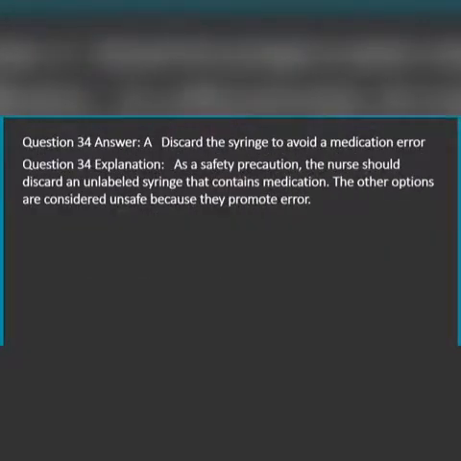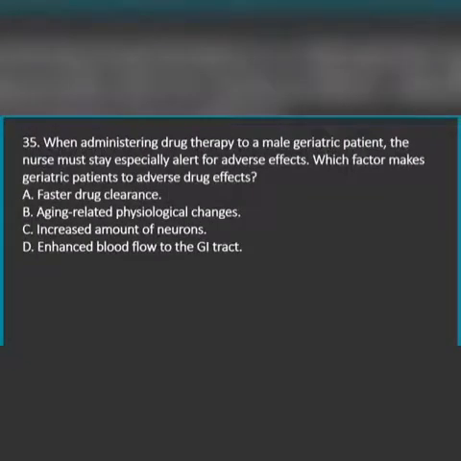Question 34 Answer. A. Discard the syringe to avoid a medication error. Question 34 Explanation. As a safety precaution, the nurse should discard an unlabeled syringe that contains medication. The other options are considered unsafe because they promote error. Question 35. When administering drug therapy to a male geriatric patient, the nurse must stay especially alert for adverse effects. Which factor makes geriatric patients susceptible to adverse drug effects? A. Faster drug clearance. B. Aging-related physiological changes. C. Increased amount of neurons. D. Enhanced blood flow to the GI tract.